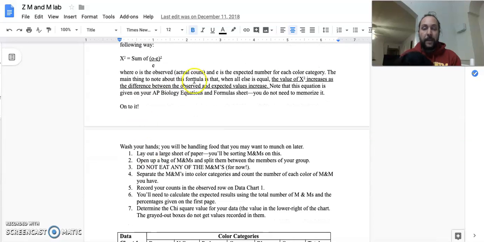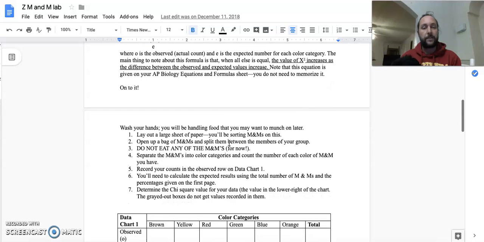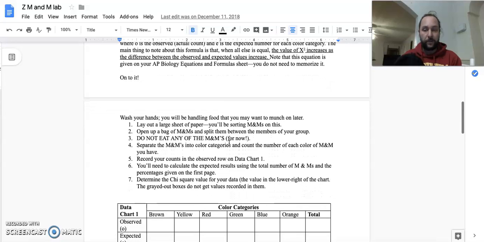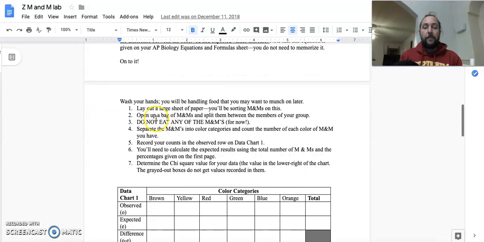For right now, just see that, and we'll move on. It's easier to figure out chi-squared by actually doing it. So lay out a piece of paper. Come up to the front of the room.